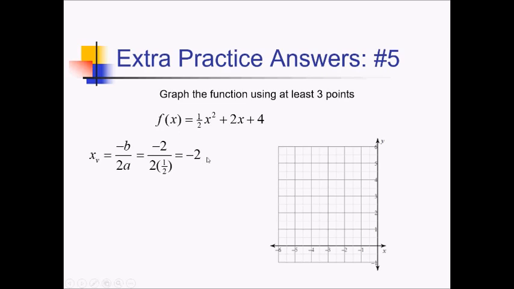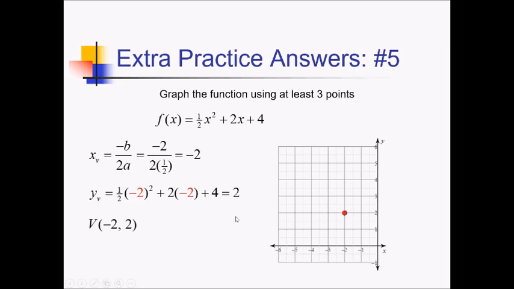To get the y value, we plug negative 2 back in the original equation. So we have 1/2 times negative 2 squared plus 2 times negative 2 plus 4. Negative 2 squared is positive 4. Half of that is 2. So we have 2, and this is going to be minus 4 here. So 2 minus 4 brings me to negative 2, and the negative 2 plus this last 4 over here gives me positive 2.